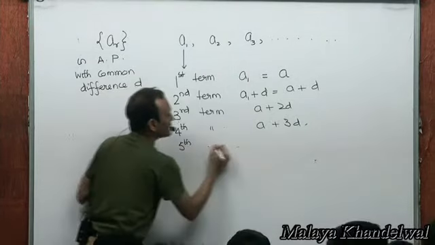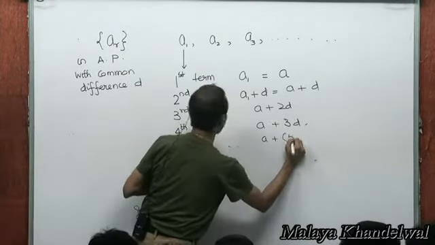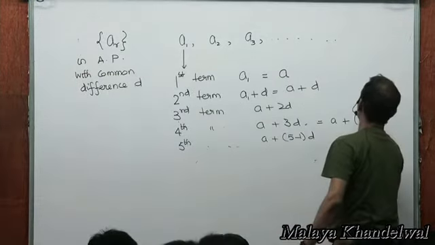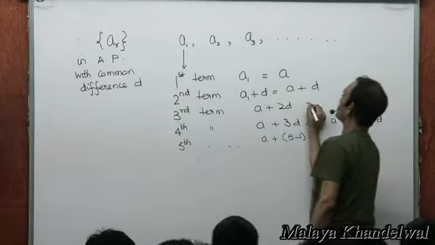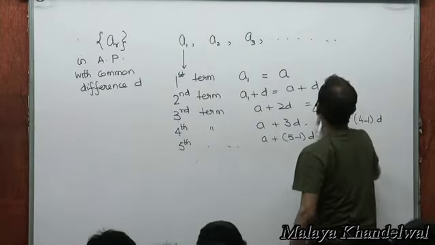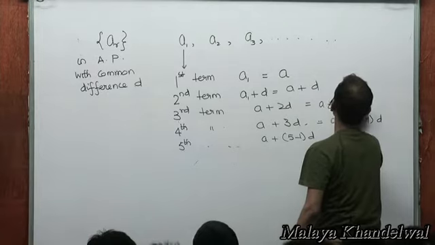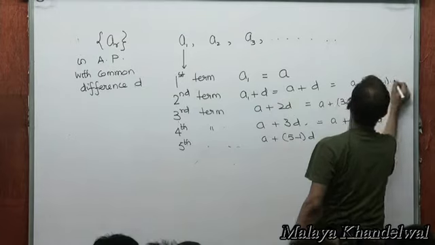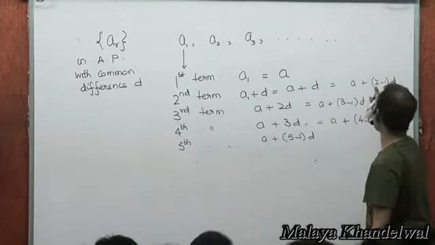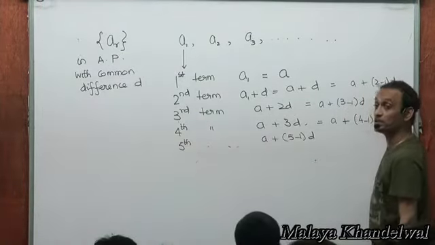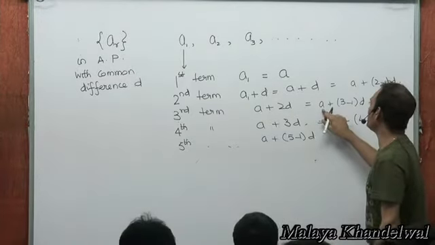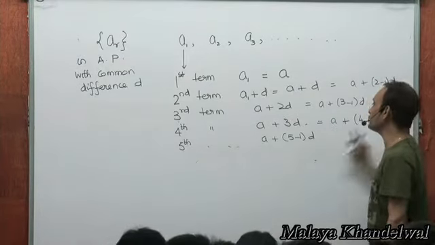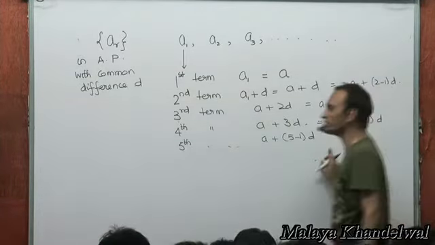fifth term would be A plus 5 minus 1 into D. Fourth term is A plus 4 minus 1 into D. Third term is A plus 3 minus 1 into D. Second term is A plus 2 minus 1 into D. Yes or no? Second term is A plus 2 minus 1 into D, where A is the first term, D is the common difference. Third term is A plus 3 minus 1 into D. Fourth term is A plus 4 minus 1 into D. Fifth term is A plus 5 minus 1 into D.